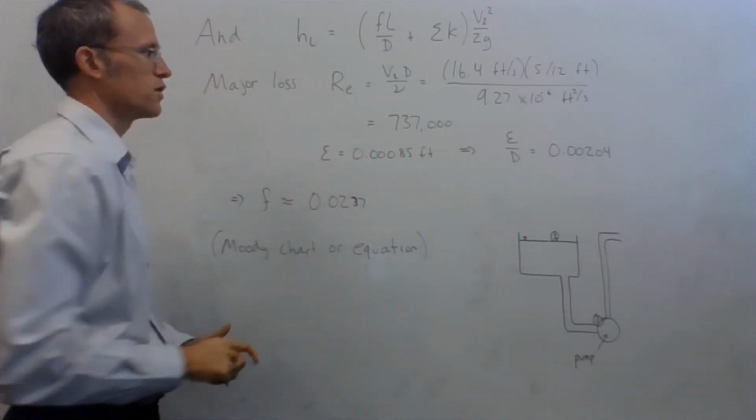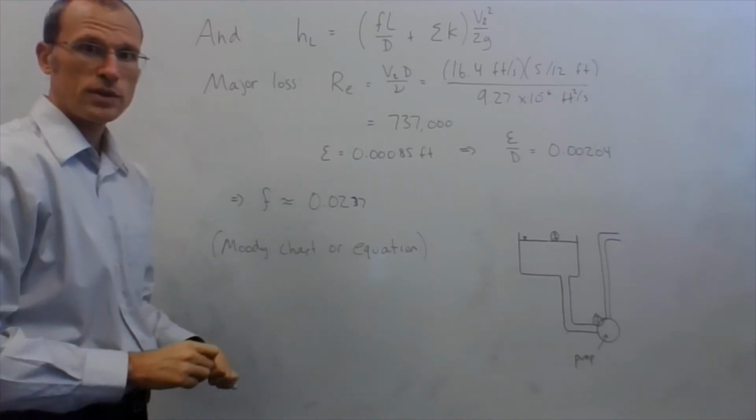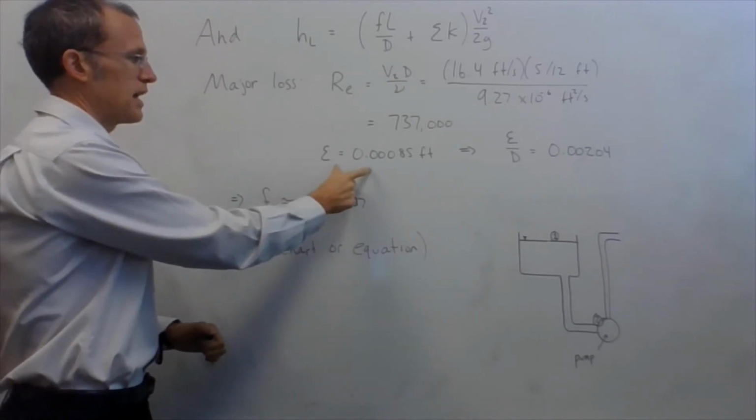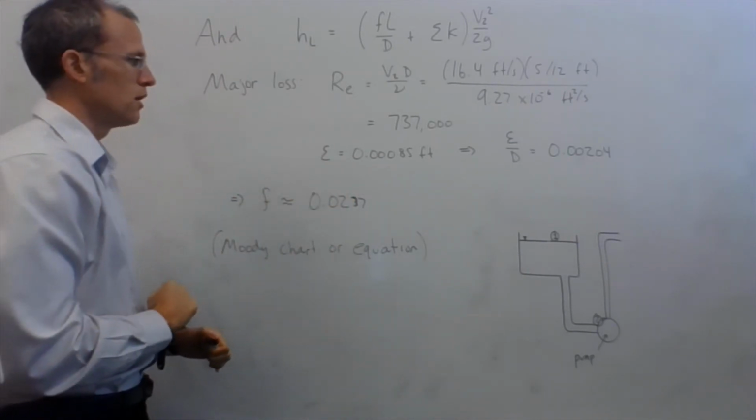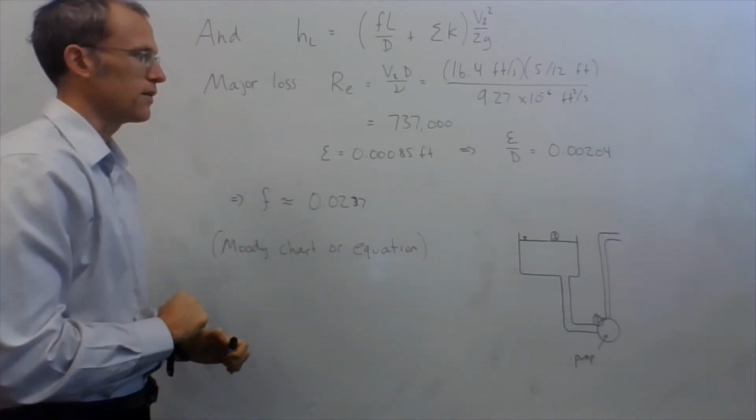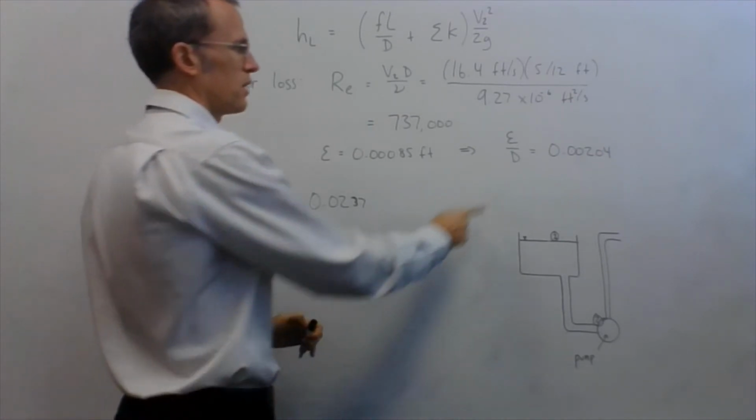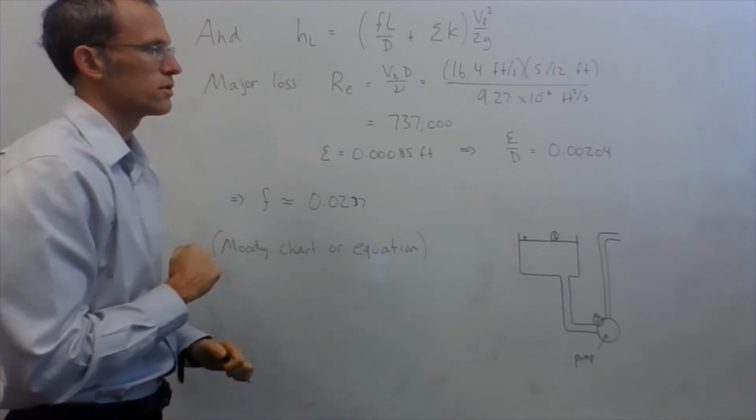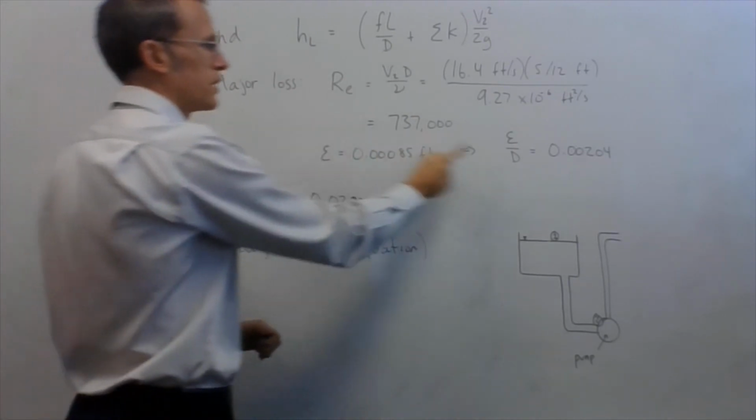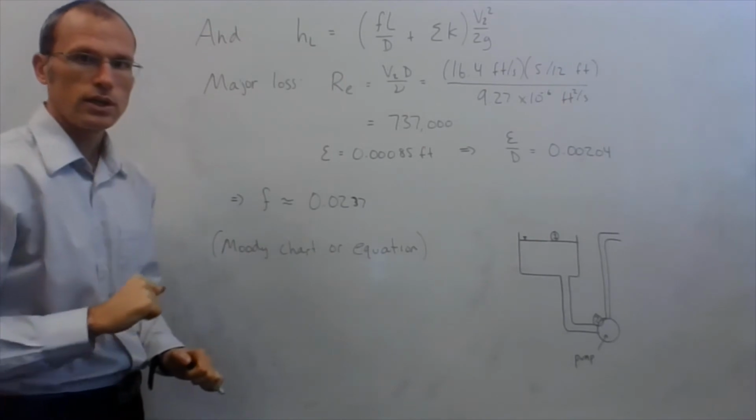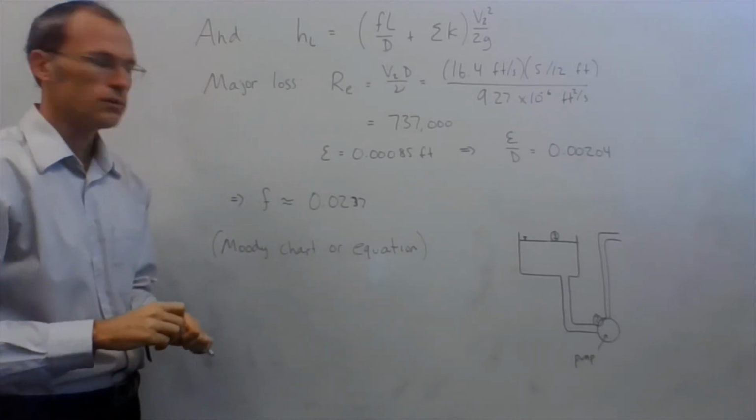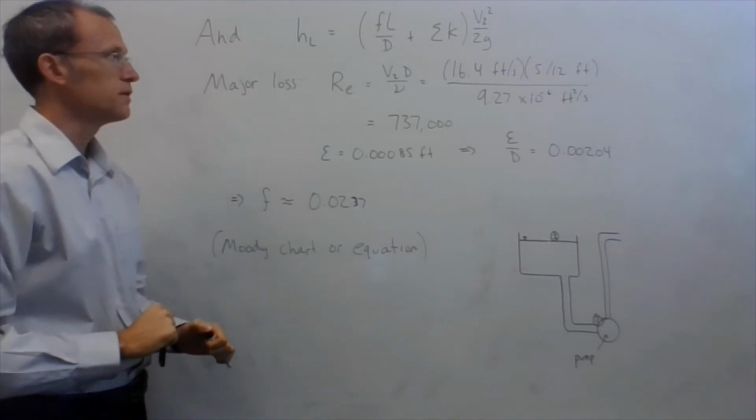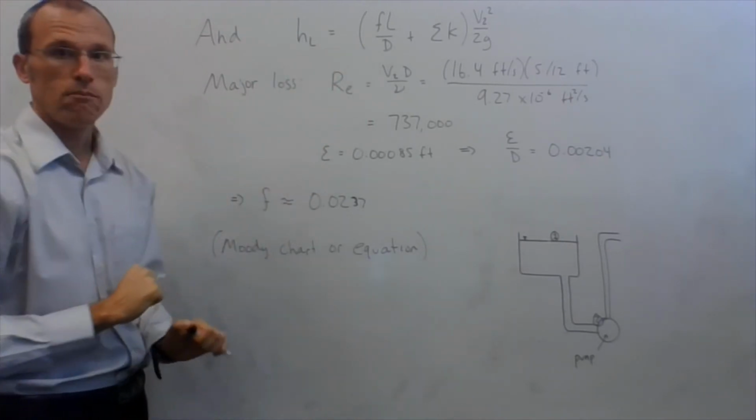That gives me a Reynolds number of 737,000. It's turbulent, so I'm also going to need to know the relative roughness. So again, find that for this cast iron pipe, 0.00085 feet, which gives me the relative roughness parameter, epsilon over d, of 0.00204. Then with those two values, I can now use the Moody chart or the equations that we saw a few weeks ago, and it gives me a friction factor f of 0.0237. So that's going to be for the major losses.